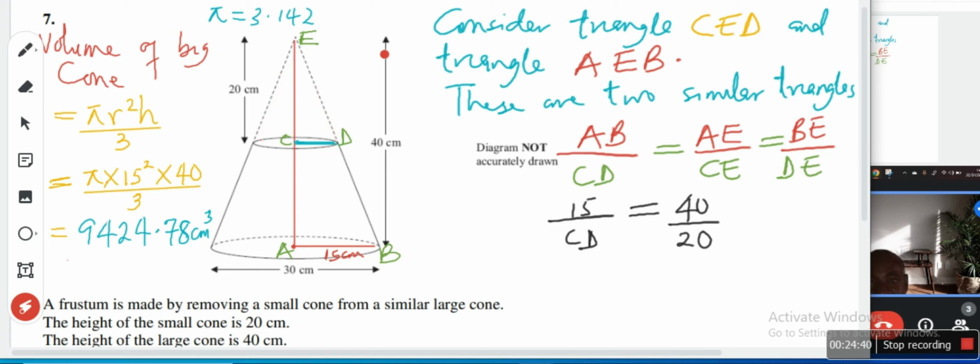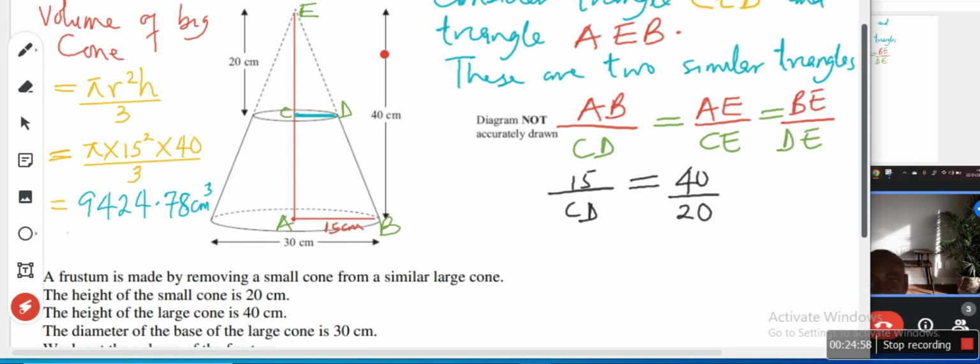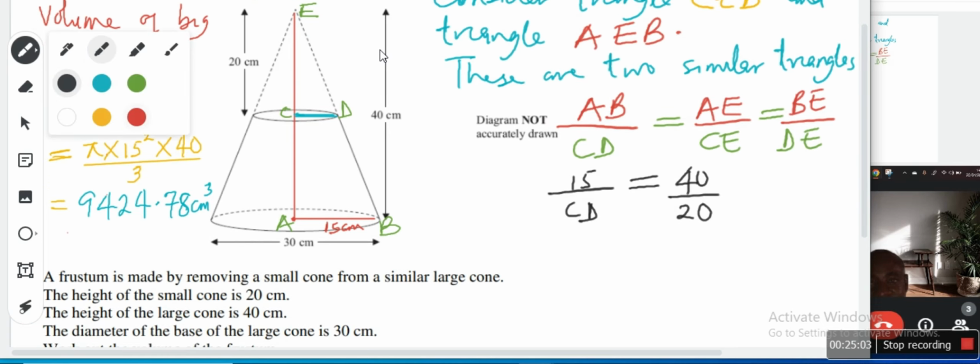So let's find CD. Well, 15 over CD is equal to 40 over 20. Remember how we came about all that? Ratio this equal to ratio this equal to ratio this. Are you clear with that? Yeah, you clear on that. All right, so let's find CD.